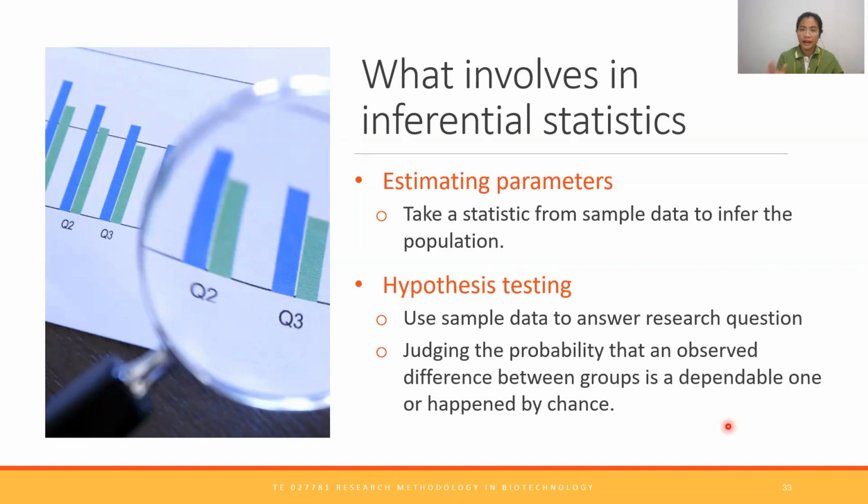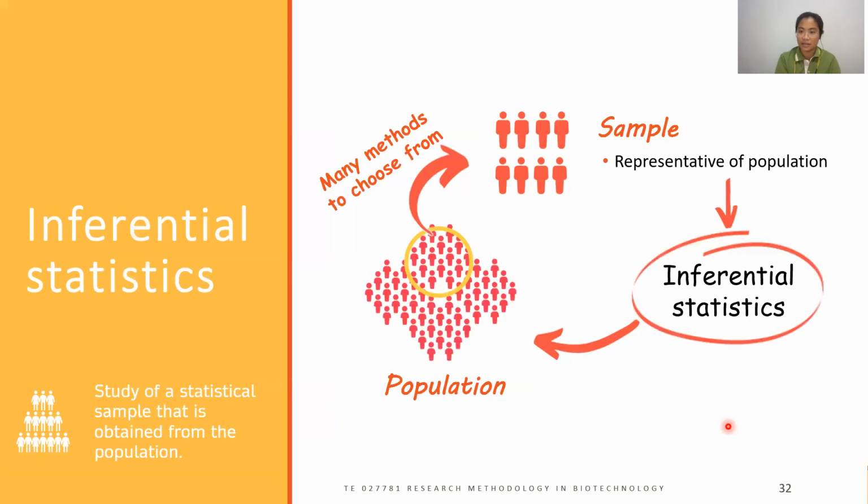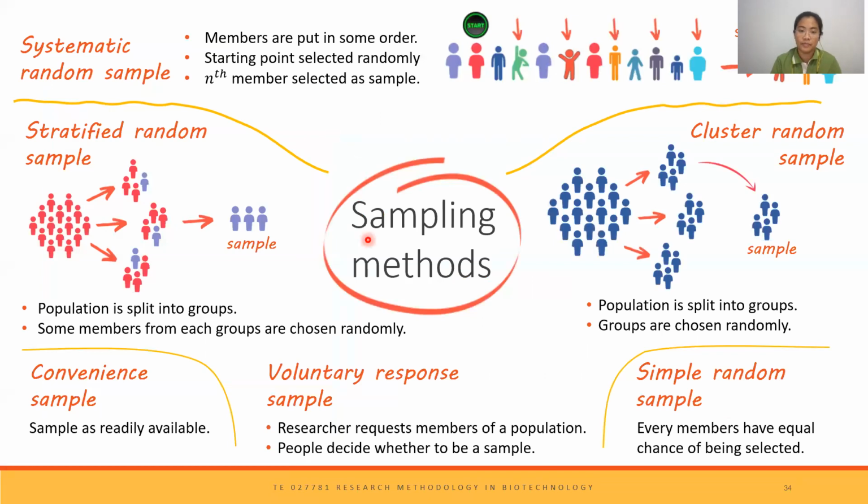Okay, now for inferential statistics, like I talked about earlier, it involves taking samples from populations. And in order to obtain samples from a population, there are many methods to choose from. So the next thing we are talking about is sampling methods, how we take a sample, how we select the sample from the population.